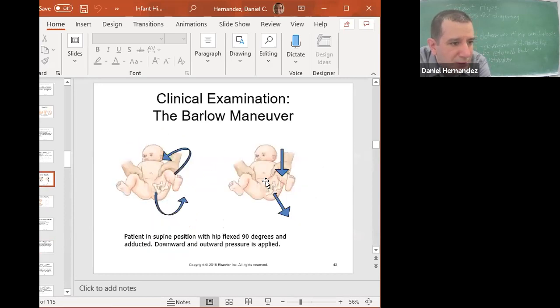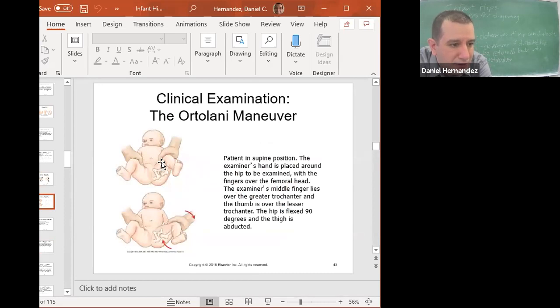So this isn't something that you guys are going to necessarily be doing. This is done by the doctors, the pediatrician, or the nurses, to check when the new baby's born or when they go for their physical.